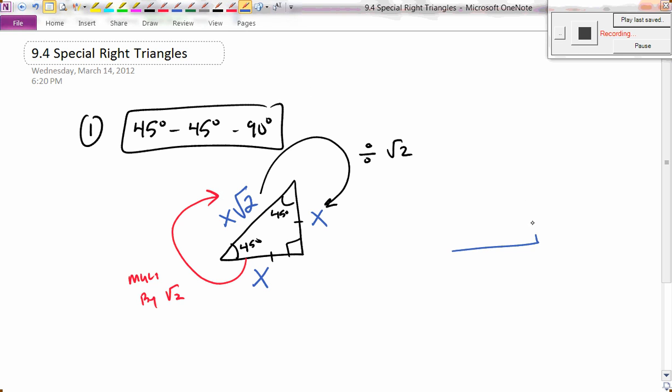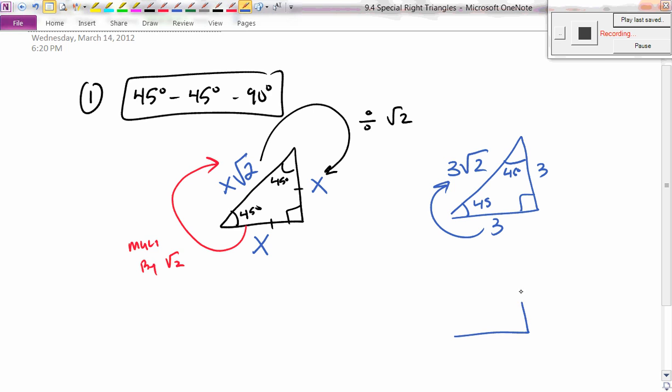So as an example here, if this was a special right triangle at 45 degrees and 45 degrees, if this was 3 and 3, this would have to be 3 rad 2 because we multiply by rad 2 to get there. A harder example is one that looks kind of like this. If I told you that this was 7, 45 degrees, 45 degrees, 90, what would those be? To get yourself from the hypotenuse back to a leg, you need to divide by the square root of 2. So I'll take 7 and divide it by the square root of 2.